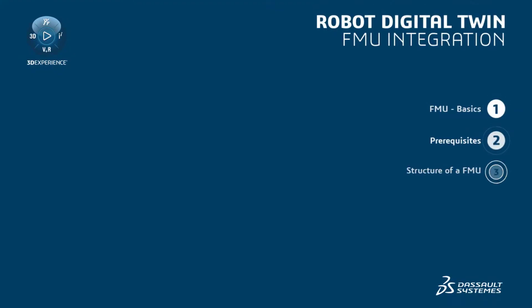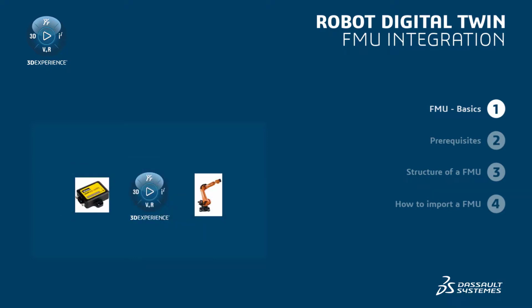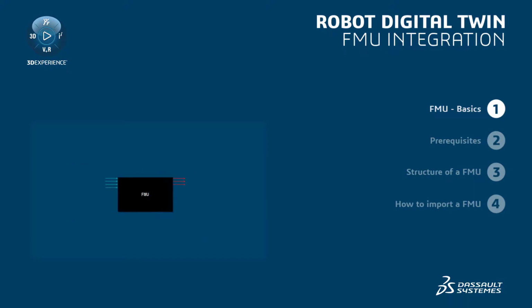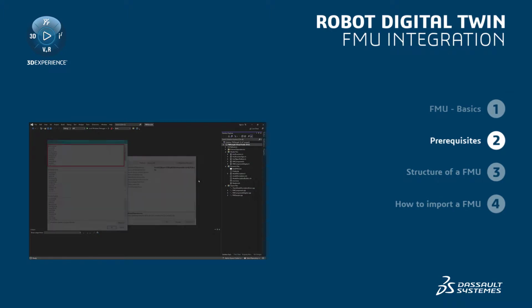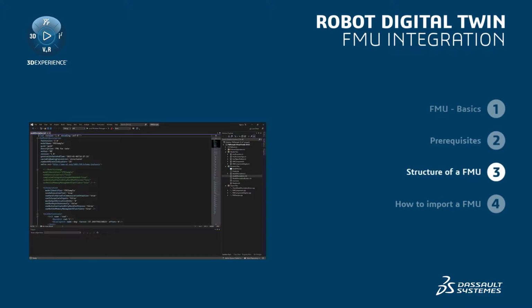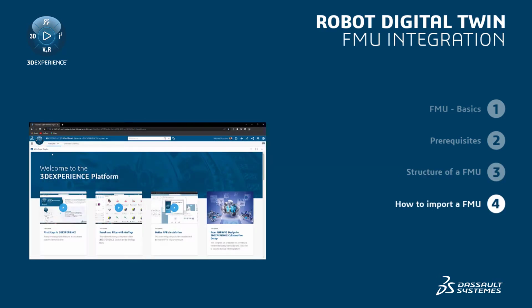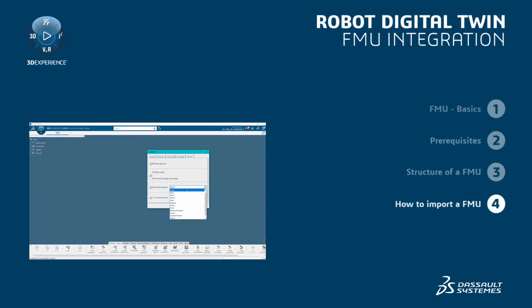Let's summarize what we have learnt during this video. First, we learnt the basics of a FMU, what is a FMU and why we will be using it. Then, we saw the prerequisites to develop a FMU from scratch using Visual Studio. Then, we saw the internal structure of a FMU and how to describe a behavior with XML and CPP files. Finally, we saw how to import a FMU file into 3D Experience.